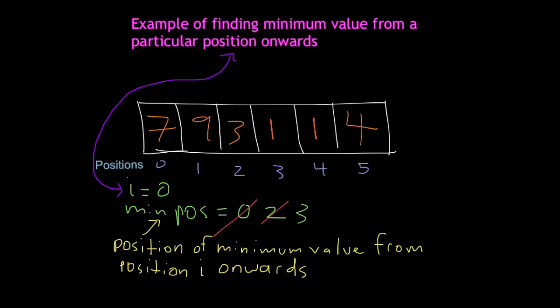Now we look at the value at position 4. It is equal to the value at our min-pos, so we don't change the min-pos. We only change the min-pos if we see a value less than the value at the min-pos. So last, we look at the value at position 5. It is greater than the value at our min-pos, so we don't do anything. Thus, 3 is where we found the minimum value: at position 3.